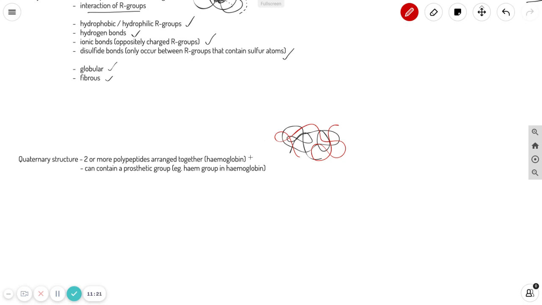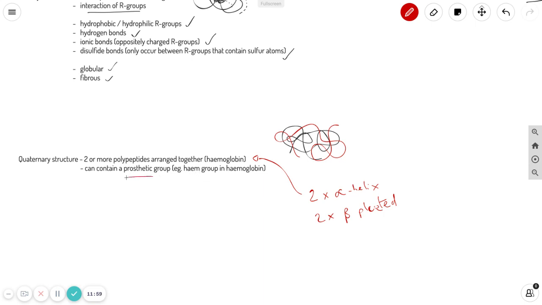So hemoglobin is a protein in your red blood cells, and it contains 4 polypeptide chains. It's got 2 times alpha helix, and it's got 2 times beta pleated. So 4 different polypeptides working together to make one big hemoglobin protein. And it's also got something else.